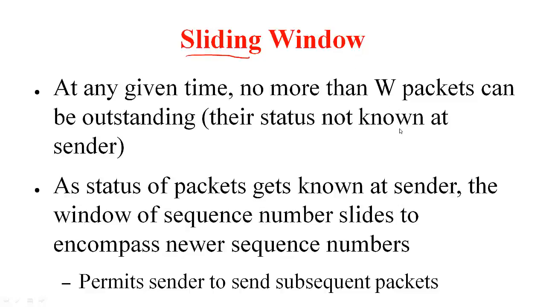In other words, they are received, but the sender doesn't know it yet. So as far as the sender is concerned, there are W packets outstanding. It doesn't know their status. Now, as the status of these packets gets known at the sender by receiving ACKs from the receiver, you start sliding the window of sequence numbers to encompass newer sequence numbers. That is where the sliding is coming from. So this will permit the sender to send subsequent packets. If you didn't understand, don't worry, a figure is worth many words.